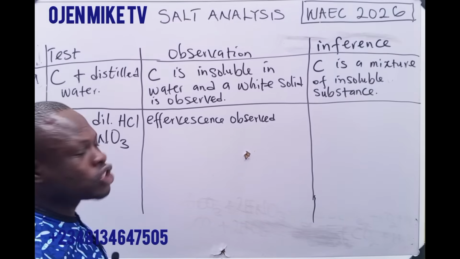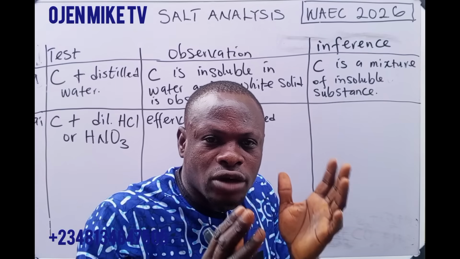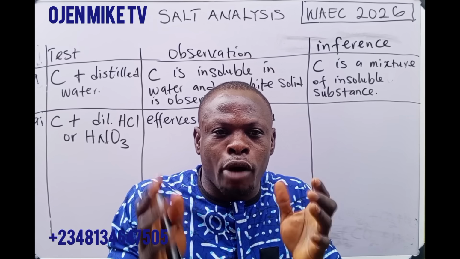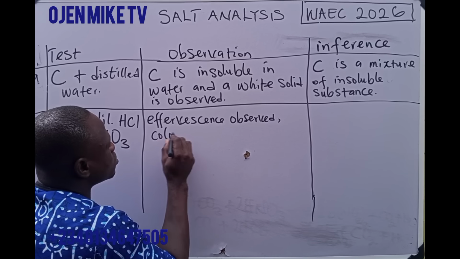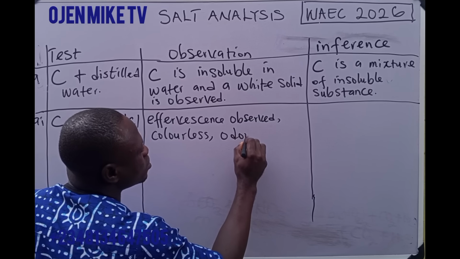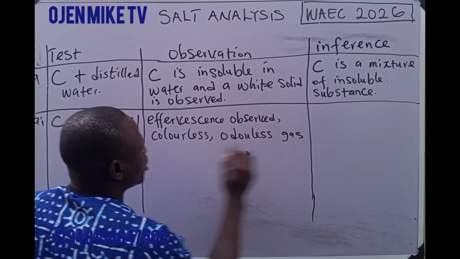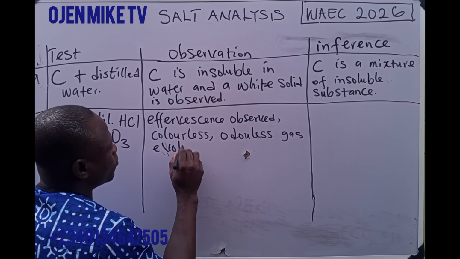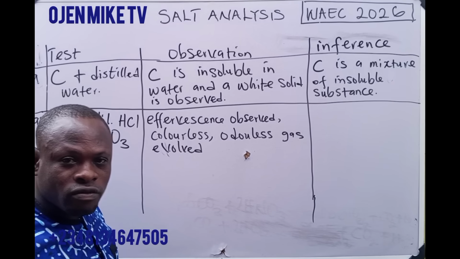You are going to see what? Effervescent is bubble. You see bubbles coming out. Do you get that? Bubbles will begin to come out, and that bubble that will come out, you see what? Colorless, odorless gas evolve. Colorless, odorless gas what? Evolve.